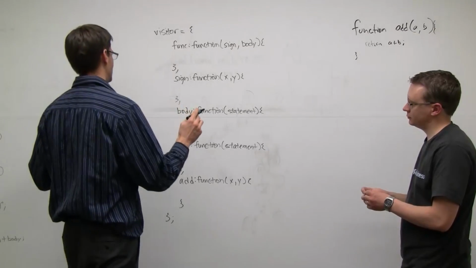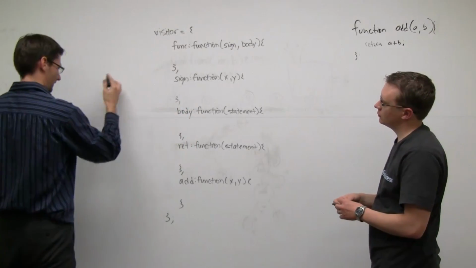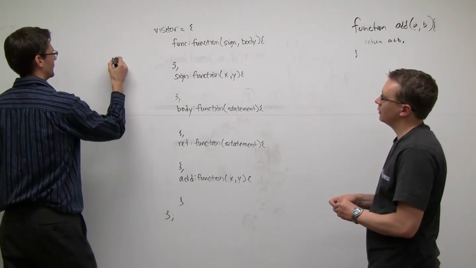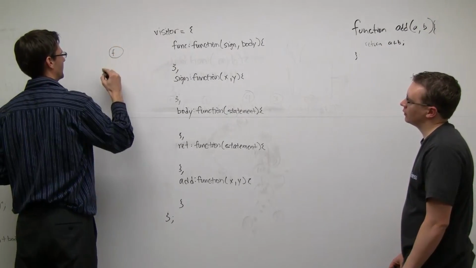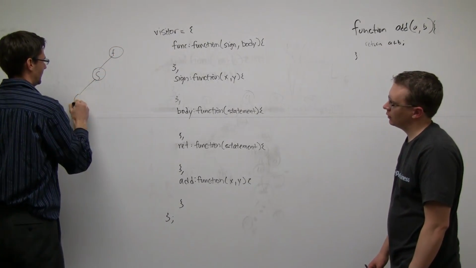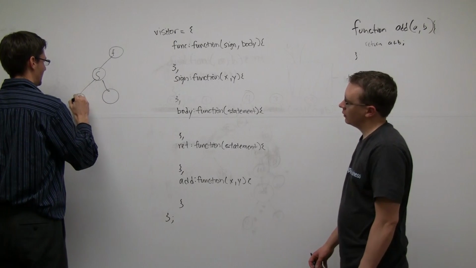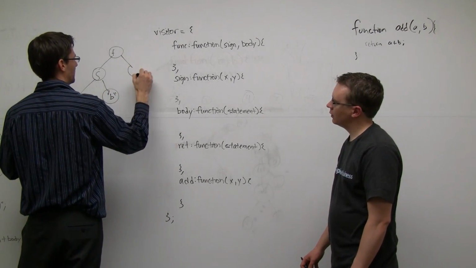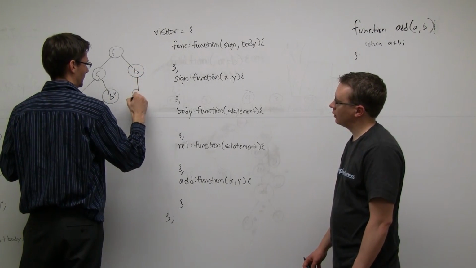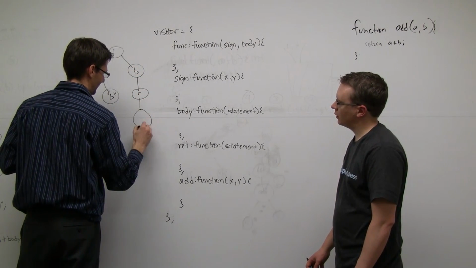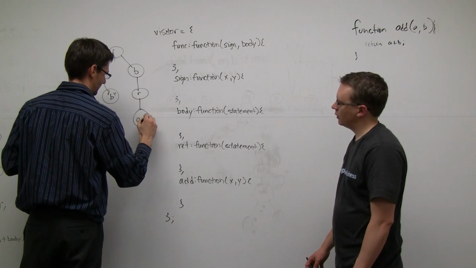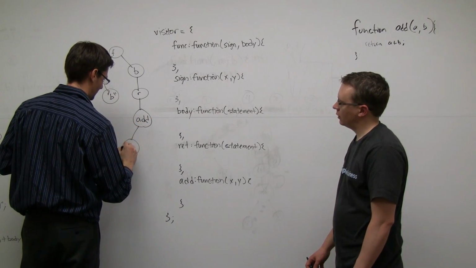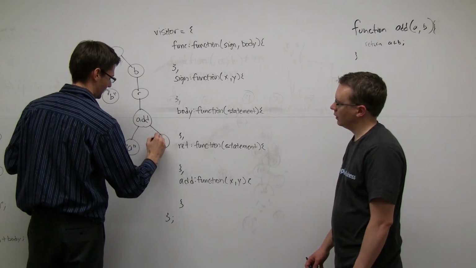Okay, so right now, Ben and I are actually going to step through this. Remember how we had that expression? I'm just going to write that expression over here real quick. So we had the function, which had a signature, which had two variables, A and B. Then you had the body, which had a return value, which had an add statement, which had A and B.